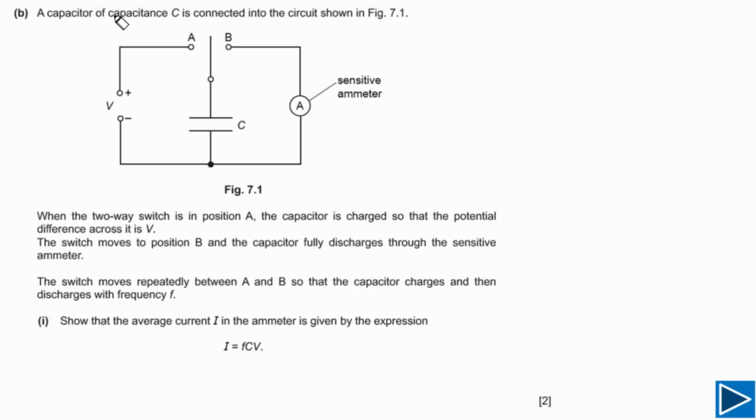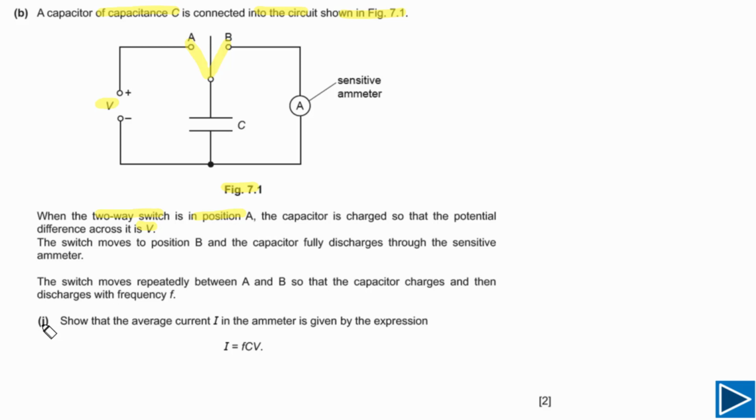For part B, it is given to us that a capacitor of capacitance capital C is connected into the circuit as shown in figure 7.1, as you can see here. It is also given that when the two-way switch is in position A, the capacitor is charging, meaning when it is connected like this. When this capacitor is fully charged, the potential difference across the capacitor is equal to the potential difference across the power supply. Simply, it is equal to capital V. But when we move this switch to position B, this capacitor will start discharging.